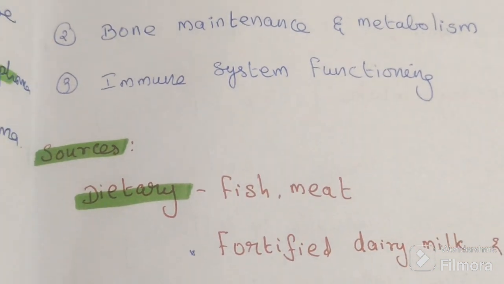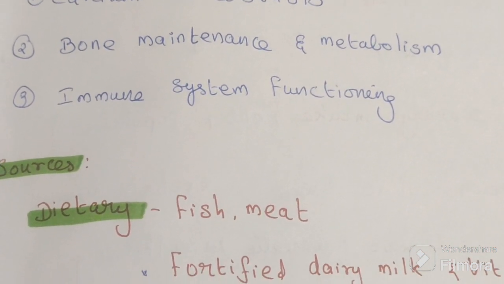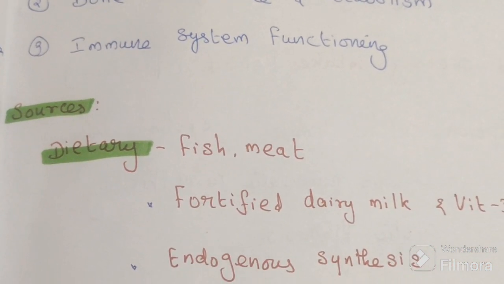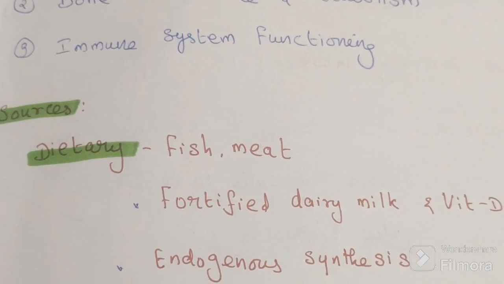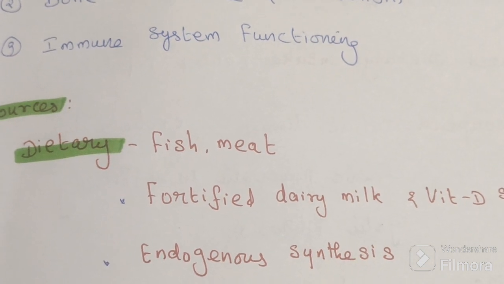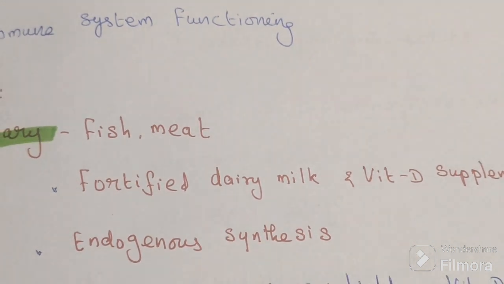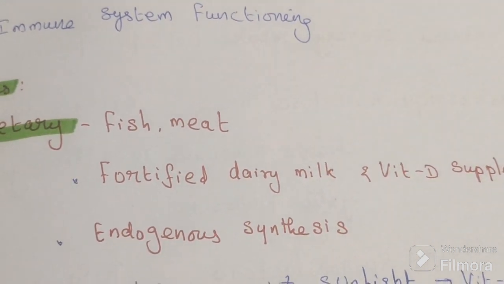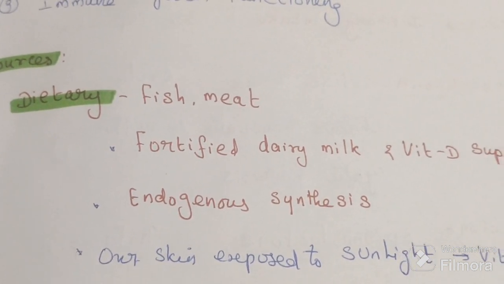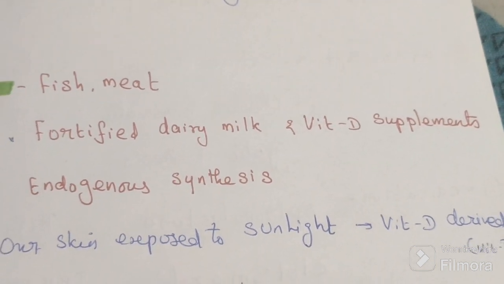Next one is sources. Where do we actually get this vitamin D? We get it from dietary sources: animal food products like fish and meat, and fortified dairy milk. These contain very little vitamin D, and also vitamin D supplements.